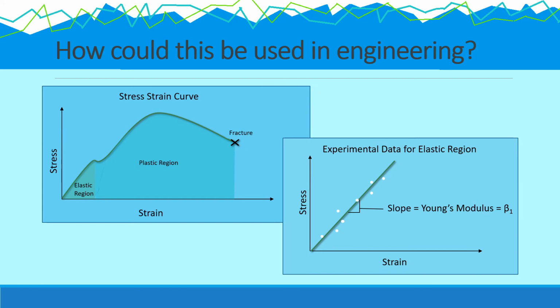Experimental data for the elastic region is shown on the graph with the true fit line placed over top. The equation for this line can be determined. Notice that some of the points do not fall exactly on the line. This is due to error, which can be accounted for by the term epsilon. Engineers are generally interested in finding the slope of this line because it represents a physical quantity called Young's modulus.